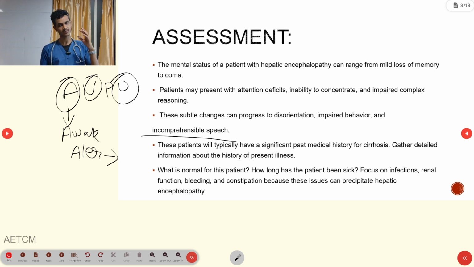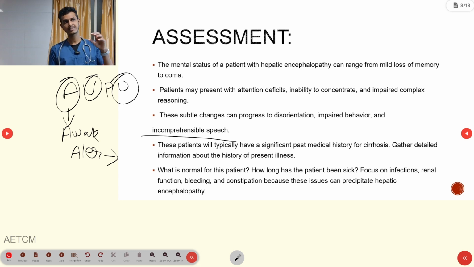In history collection, the same thing, you have to follow the SAMPLE format. The main thing in this is past medical history and then surgical history that we have to ask, because the portosystemic anastomosis that we told is one of the causes, and then cirrhosis and liver failure we also told are causes. So to rule out those things, we have to ask about past medical history of any cirrhosis or hepatic failure, or any surgical procedure they have gone through regarding the portosystemic shunt.